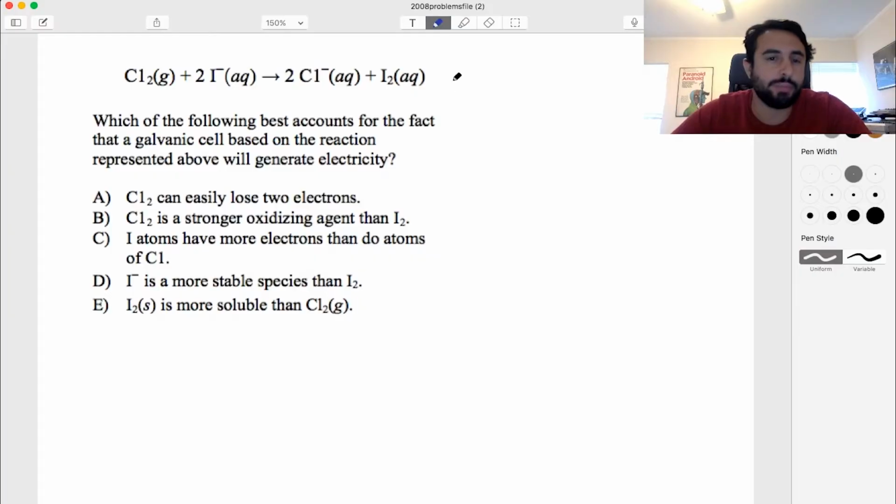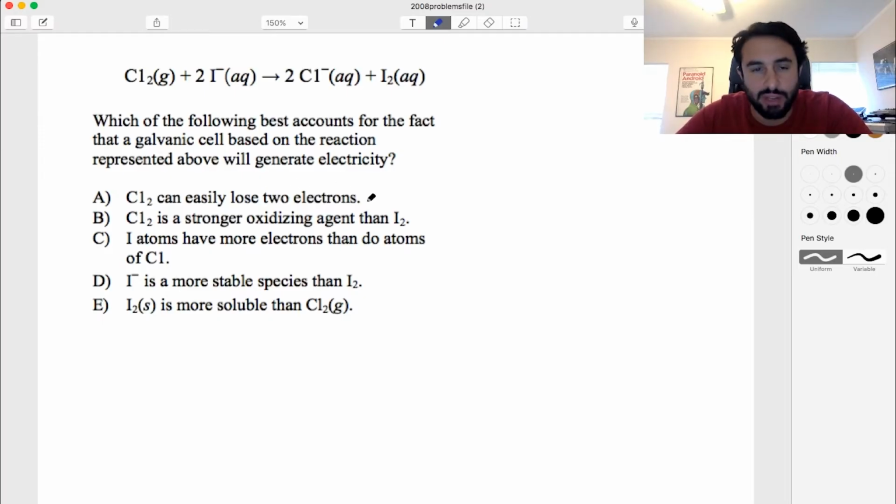Okay, here's a question pertaining to galvanic cells. This says, which of the following best accounts for the fact that a galvanic cell based on the reaction represented above will generate electricity? So we have chlorine gas and iodide ions yielding chloride ions and iodine gas, or I2 rather, in aqueous. And so here are the options.